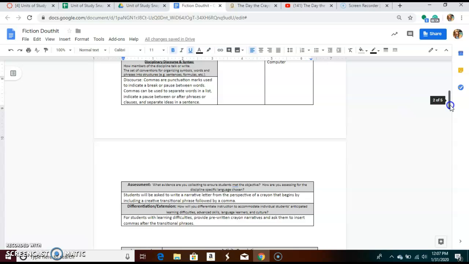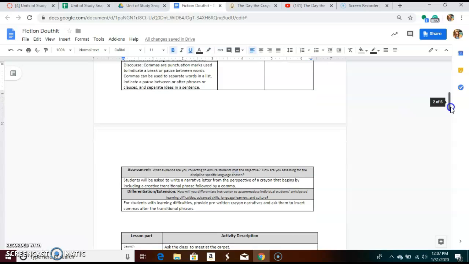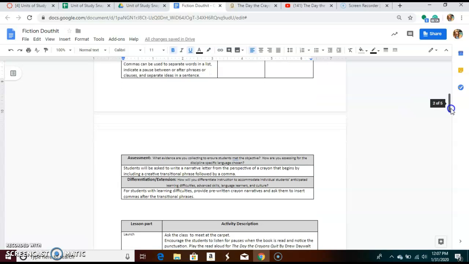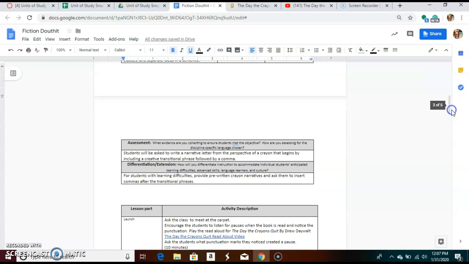To assess the students, I'm going to ask them to write a narrative letter from the perspective of a crayon that begins by including a creative transitional phrase followed by a comma. To differentiate for students that may have learning difficulties, I'll provide a pre-written crayon narrative and ask them to insert commas after the transitional phrases.